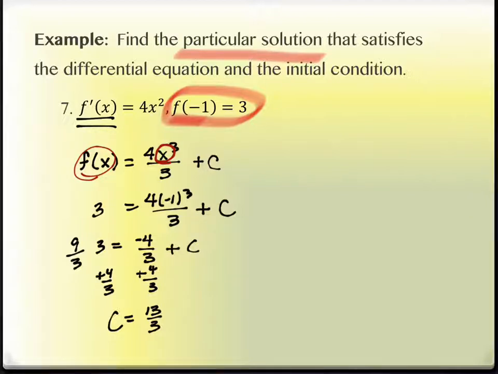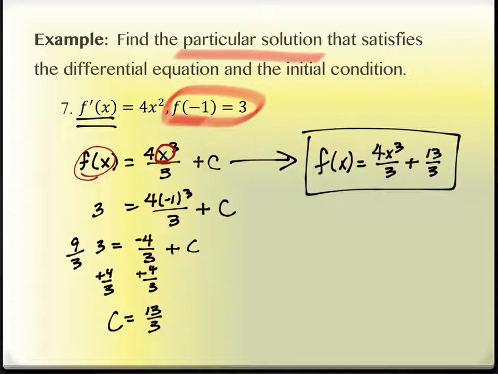I had to find C to do it, but now I want to come back up to the original equation, which was here, and I want to rewrite it with the appropriate C value that I just found plugged in. So 4x cubed over 3 plus 13 over 3. This is the particular solution given this initial condition, right? One piece of information in addition to the antiderivative I was supposed to find.